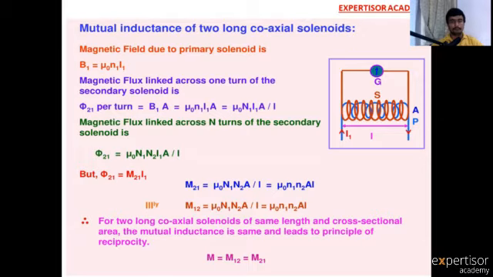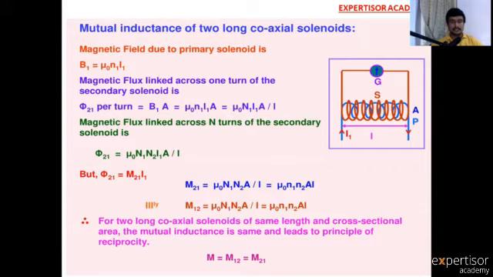What is the definition of solenoid? The current carrying ring behaves like a magnet. This ring is called a solenoid. The current carrying ring behaves like a magnet, which is called a solenoid.